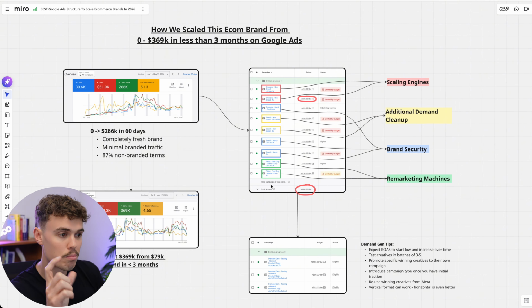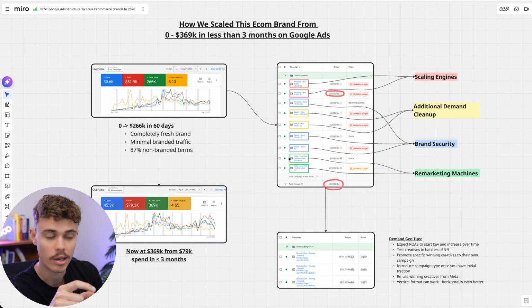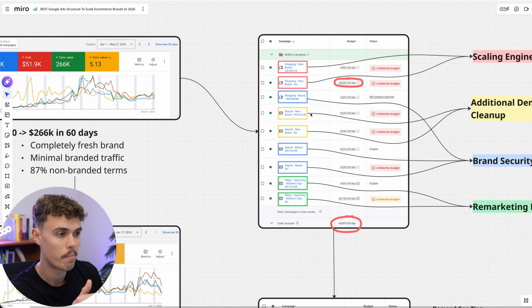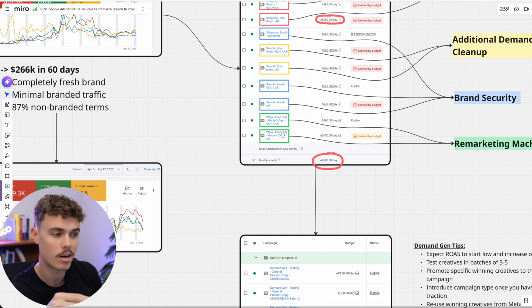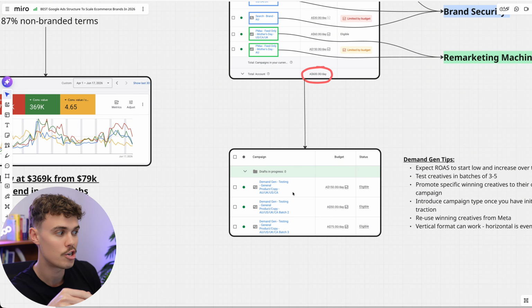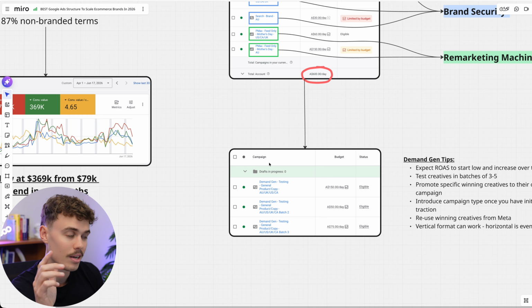Okay, and that is pretty much the whole story of how we scaled this brand from 0 to 369K in under 3 months. Started with our shopping non-branded campaigns, cleaned up with our non-branded search campaigns, had our branded shopping and branded search protection, used PMax remarketing, and then scaled hard using demand gen. Now I'm going to show you the inside of the account itself.